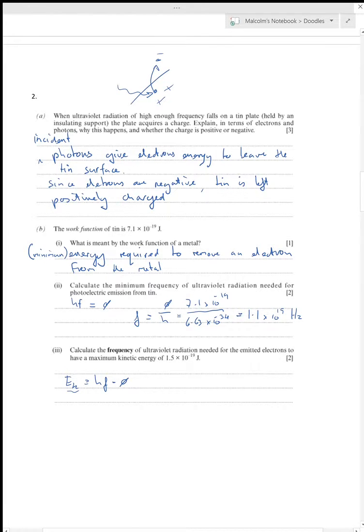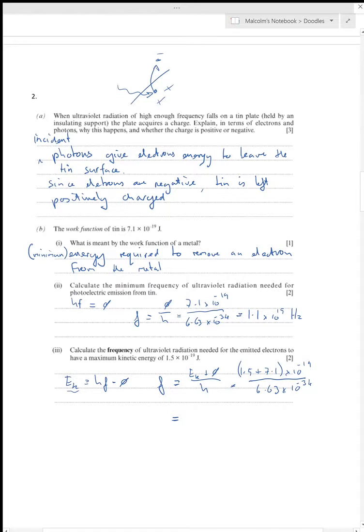So I don't want to do equals there, do I? I'm trying to find a frequency. So frequency equals this kinetic energy that we want plus phi divided by h. So again, I'm going to plug in the numbers. I've got 1.5 plus 7.1. Both of those are times 10 to the minus 19, divided by Planck's constant, 6.63 times 10 to the minus 34.